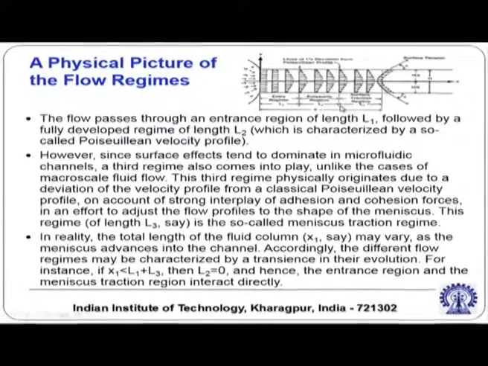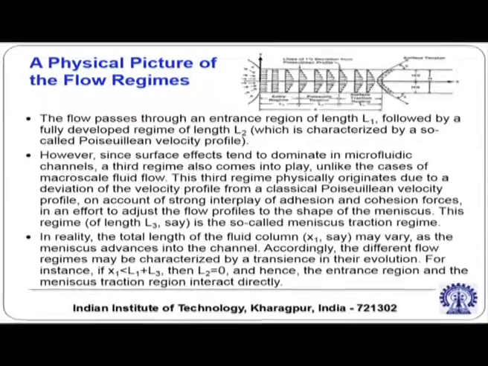Then there is a fully developed region, which is equivalently the Poiseuille flow regime, and then there is a third regime which is normally not encountered in a channel entirely filled with the same liquid. But here there is a channel which is partially filled, so there is a meniscus. Now, the velocity profile at the end close to the meniscus should adjust to the shape of the meniscus, right. You can clearly see that the shape of the meniscus here does not conform to a parabolic velocity profile. Therefore, there is a third regime called the surface traction regime or meniscus traction regime of length L3, where the fully developed velocity profile gradually adjusts to the shape of the meniscus.